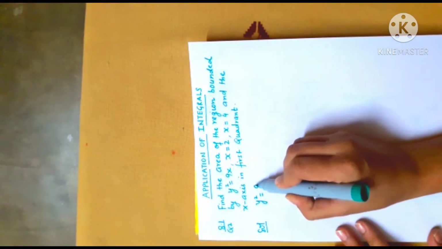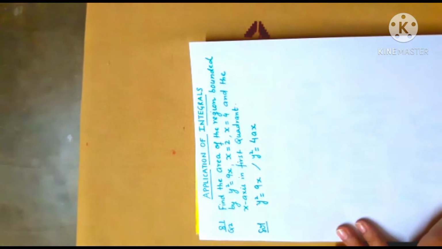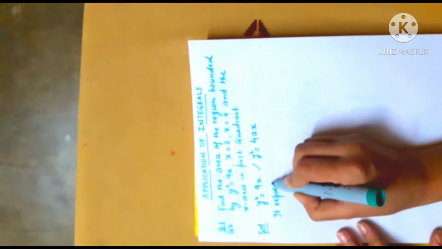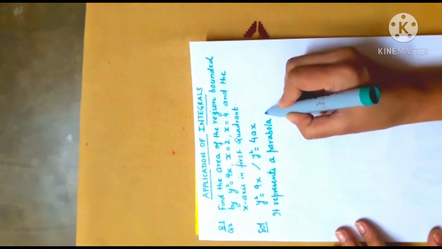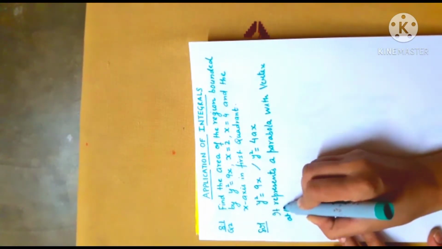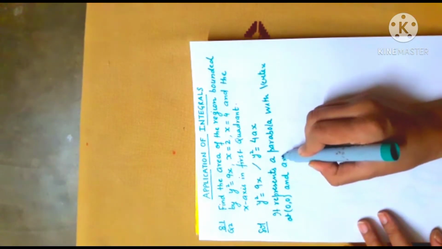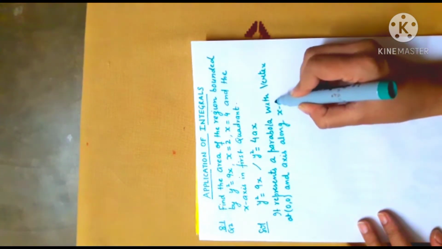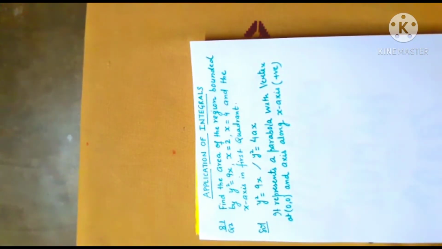y square equals 9x is of the form y square equals 4ax. It represents a parabola with vertex at origin and axis along the positive x-axis, right?